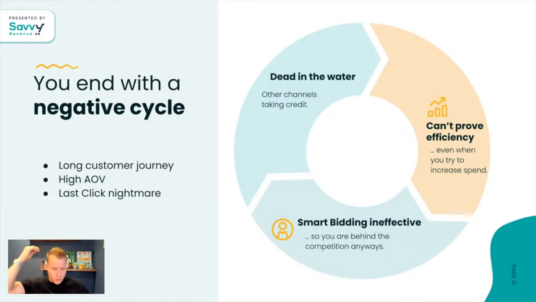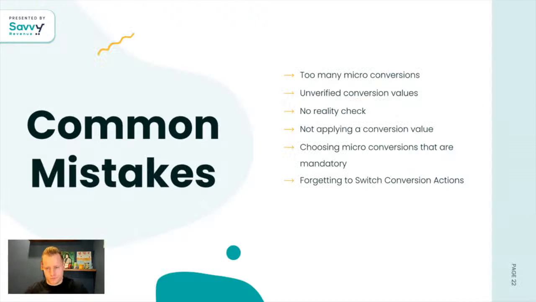Other channels are taking credit, a little bit like the case I brought up initially. You can't prove efficiency, even when we try to increase spend. And even when we do this and we don't have enough conversions in there, then smart bidding becomes ineffective, which means we're getting further behind the rest of the competition.